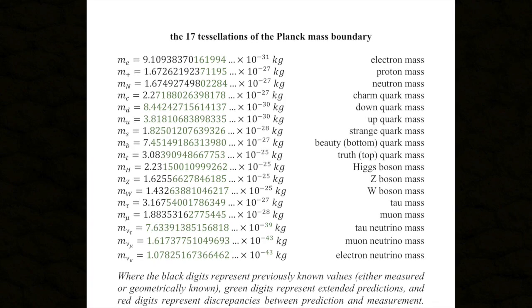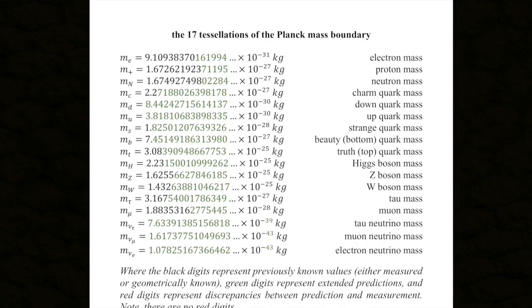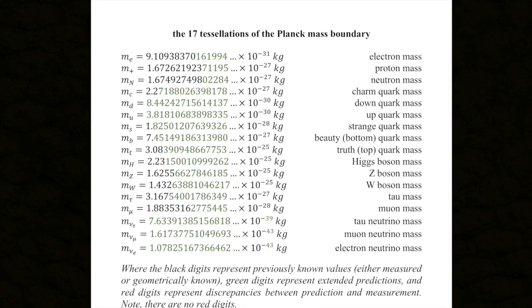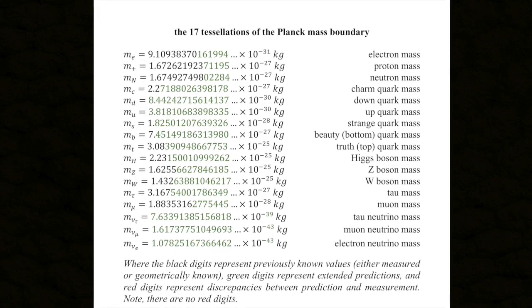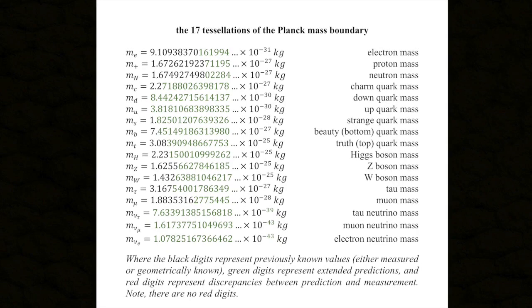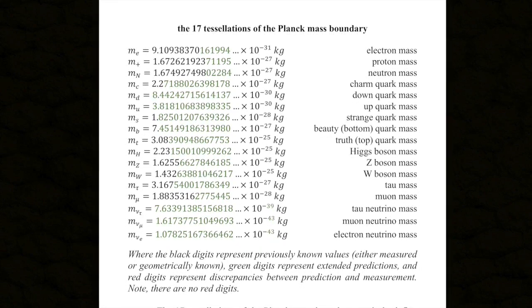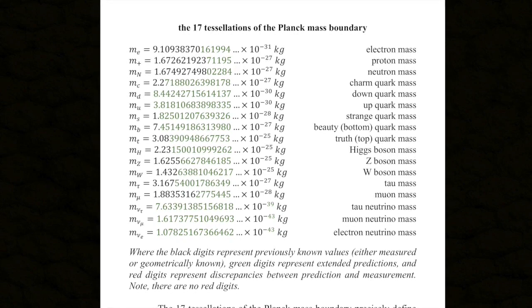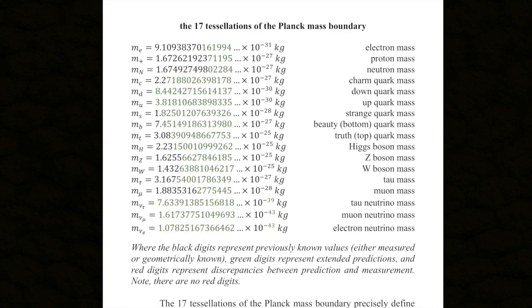Notice that all the black digits in this list needed to be explained. They were measured values that we had with extreme confidence. Okay, starting at the green is where we didn't know them for sure. So all the green values, all the green digits are extensions of predictions. So all the red values in this list are the ones that have a discrepancy between the prediction and the measurement. Notice there are no red digits.